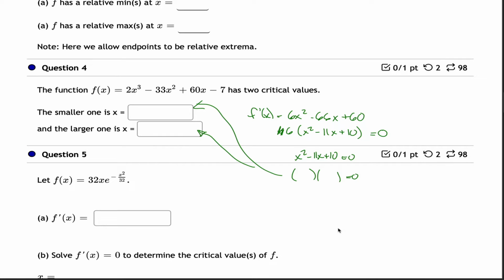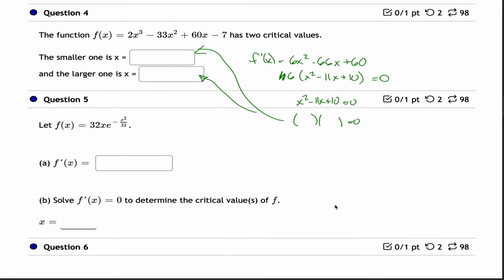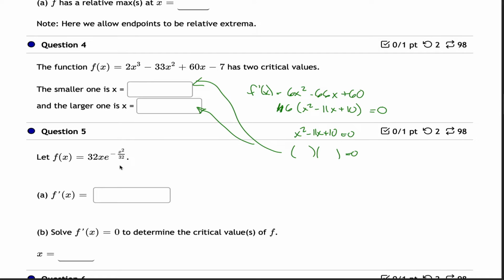Easy enough. Question 5 is a lot like question 4, except now it's not a polynomial. But I think that that's okay. I think that this specific function you'll be able to deal with. See how it goes. Take the derivative of this and put that in right here. There's f prime of x. Solve f prime of x equals 0 to determine the critical values of f.